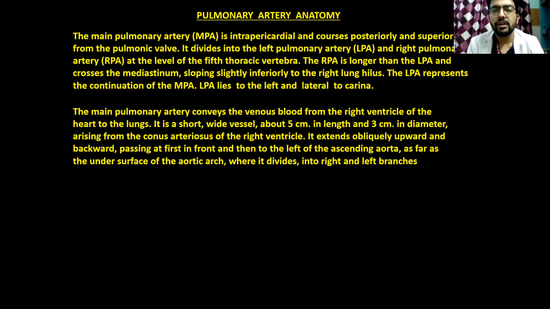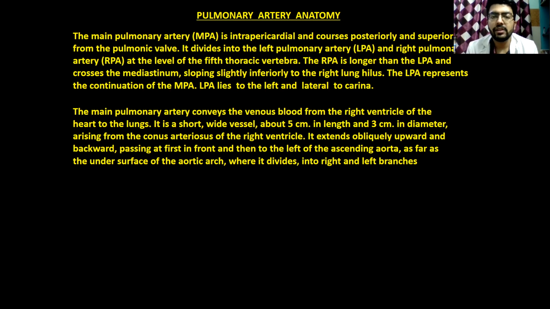So the main pulmonary artery is intrapericardial and courses posteriorly and superiorly from the pulmonic valve. It divides into left pulmonary artery and right pulmonary artery at the level of fifth thoracic vertebra. The RPA is longer than the LPA and crosses the mediastinum, sloping slightly inferiorly to the right lung hilus. The left pulmonary artery represents a continuation of main pulmonary artery. The LPA lies to the left and lateral to carina.